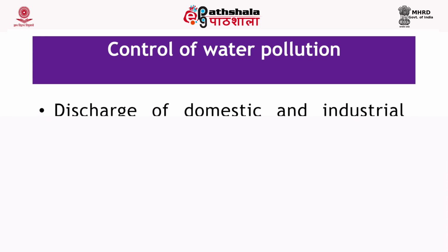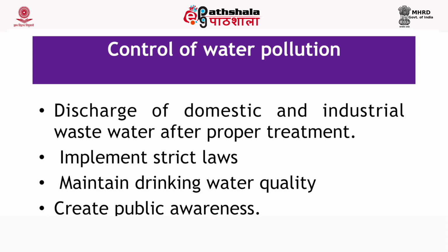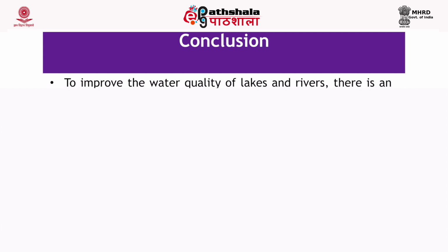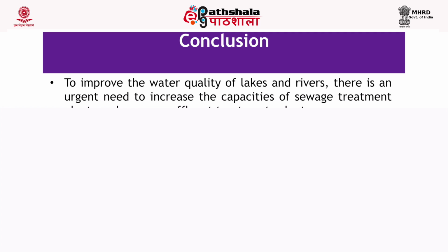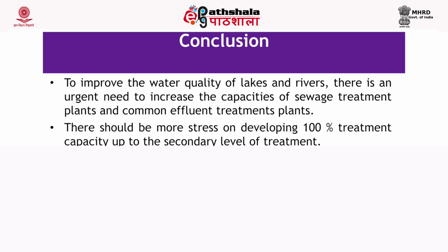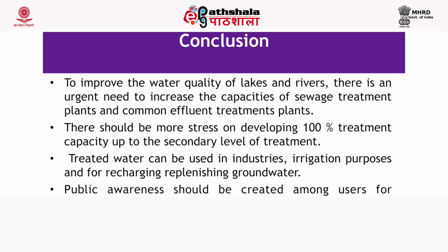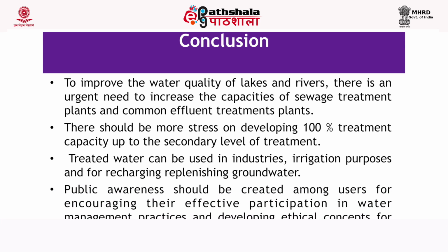Control of water pollution. Discharge of domestic and industrial wastewater after proper treatment, implementing strict laws, maintaining drinking water quality and creating public awareness are various ways to control groundwater pollution. In conclusion, we can say there is an urgent need to increase the capacities of sewage treatment plants to improve the quality of lakes and surface water bodies. There is also a need for capacity building to make people aware of the effective use of water to reduce groundwater pollution.